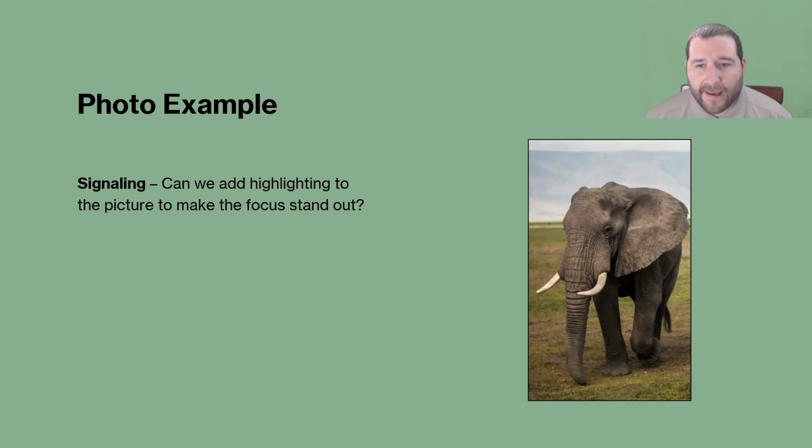Next, if we take a look at signaling, can we add highlighting to this picture to make our focus point stand out? Well, here let's look. We have a picture of one elephant. Maybe our focus point is the elephant's tusks, right? We're doing a lesson on tusks and ivory and poaching, and we're talking about all this great stuff, but we want to add signals to really show students where the tusks are. Well, that's something you can add secondary structure for, to add our signaling in.